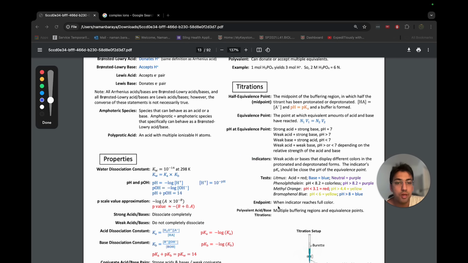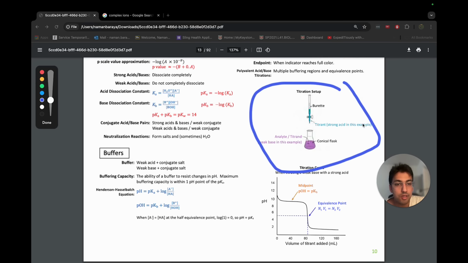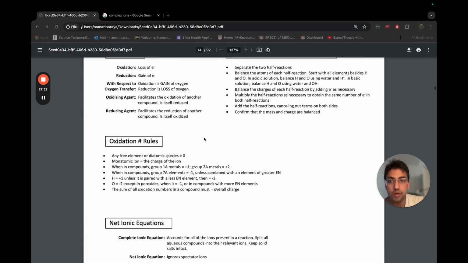equivalence point. Okay, and then we have polyvalent acid-base titrations, and in polyvalent acid-base titrations, there's going to be multiple points at which you can find equivalence points. Okay, so this is basically what a titration looks like, and I'm not going to go too much into it because this is probably something that you've looked at in chemistry lab before.